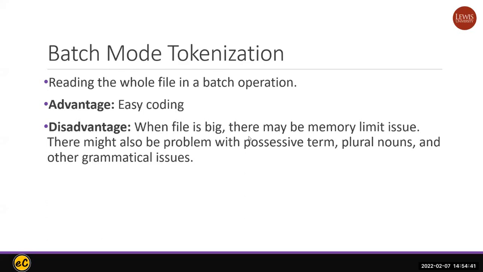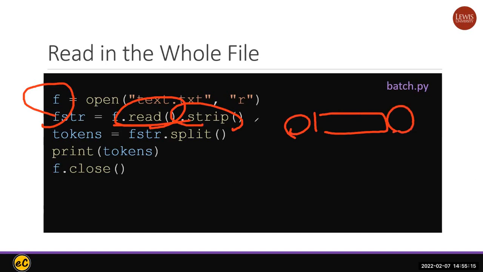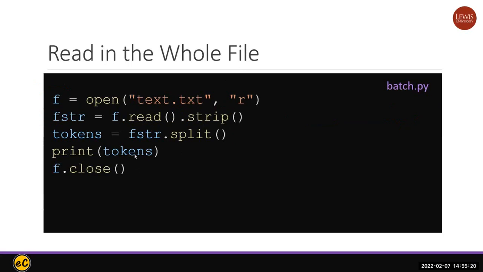The disadvantage is that as files get bigger, they will hit memory limits and have other issues. It also has issues with possessive terms, plural nouns, and grammatical issues. These are things you need to take care of. Here we open the file for reading, and that gives a file handler, and you read in the whole file as a string. The string strip function will take out the extra spaces before and after the string. After that we do split, and we print the tokens.